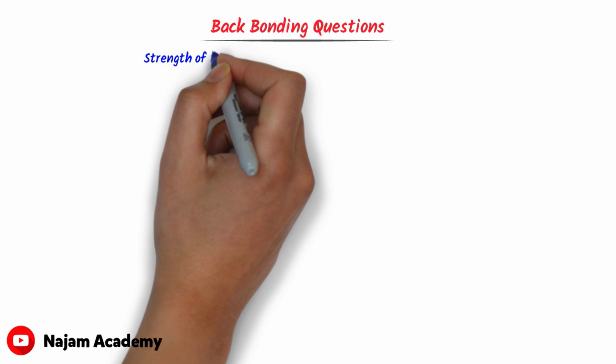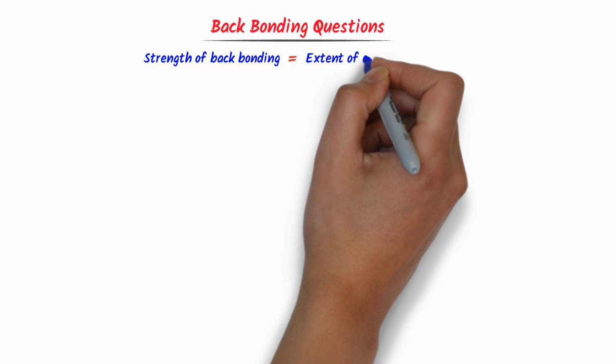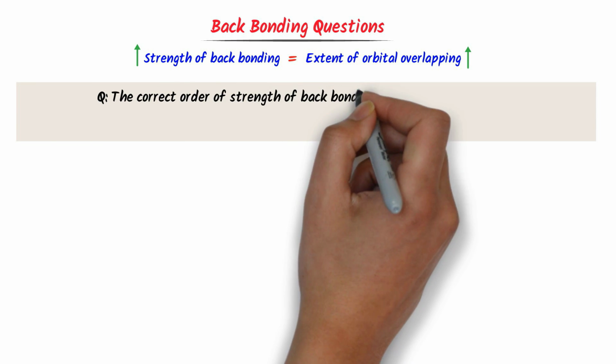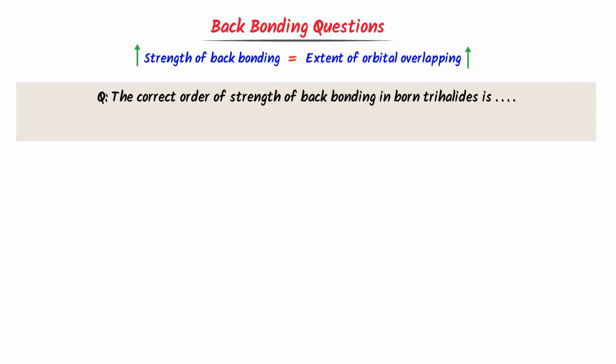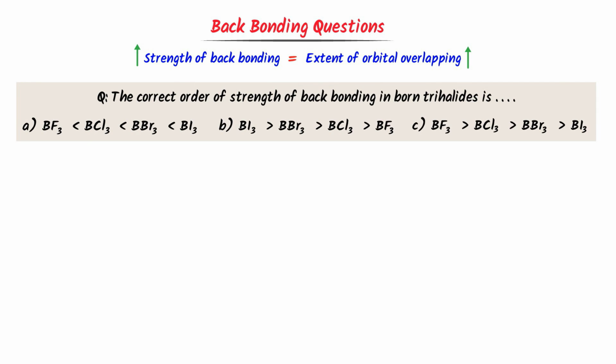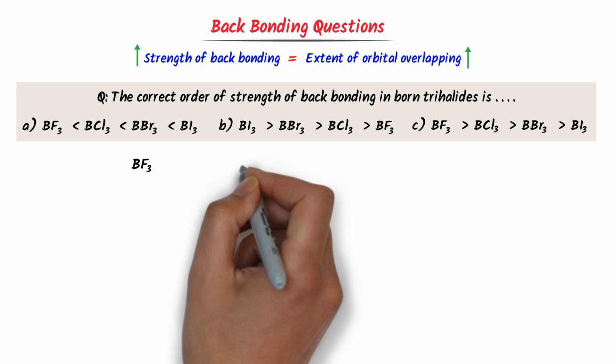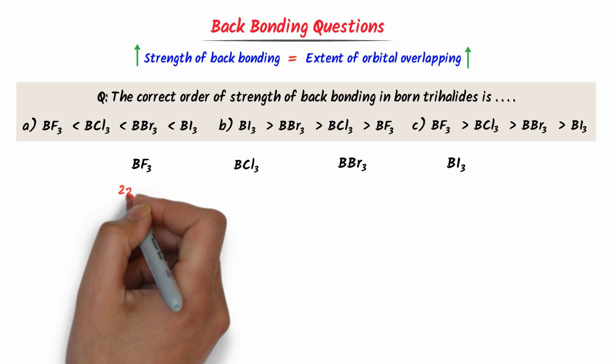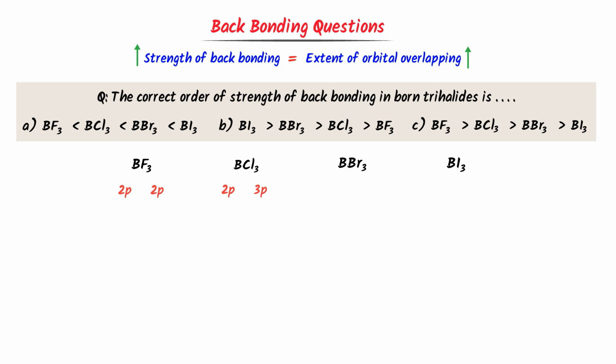Remember that the strength of back bonding depends on the extent of orbital overlapping. The higher the overlapping of orbitals, the higher is the strength of back bonding. For example, consider this question. The correct order of strength of back bonding in boron trihalides is dash. Well, I write BF3, BCl3, BBr3 and BI3. Now I write the overlapping of orbitals in back bonding. 2p-2p, 2p-3p, 2p-4p, 2p and 5p.